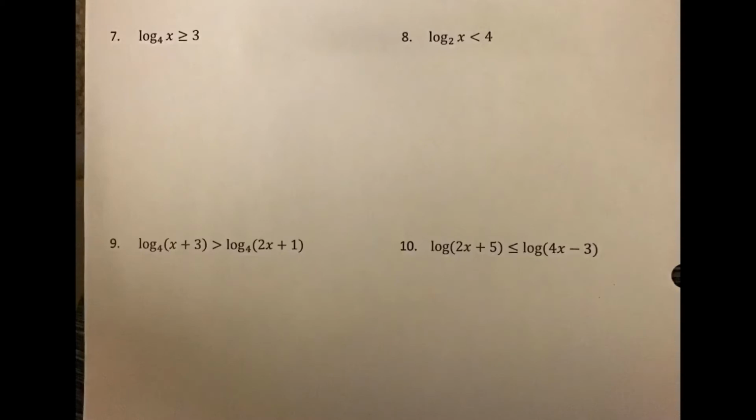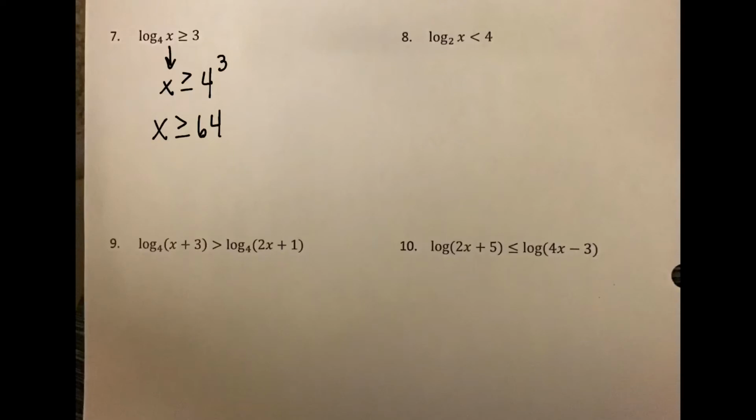So for number 7, since it's a single log and it's isolated, we want to rewrite it correctly. So I'm going to drop down the inequality symbol, base to power on the other side. If you do not write it this way, you are going to end up having to remember to flip that symbol. So rather than having one extra thing to remember, just drop it down, base to power, other side. So x has to be greater than or equal to 64.